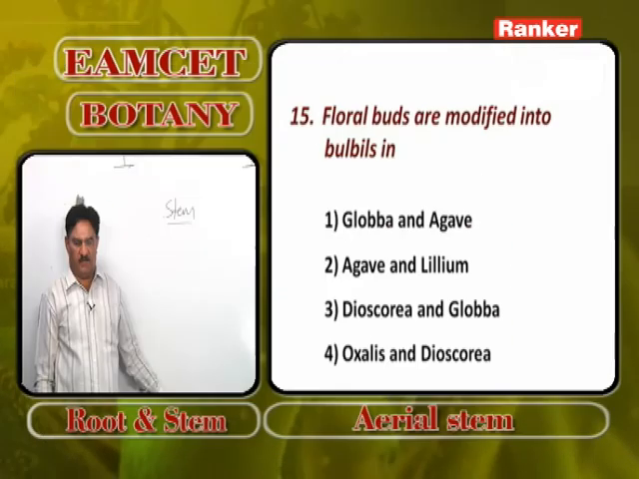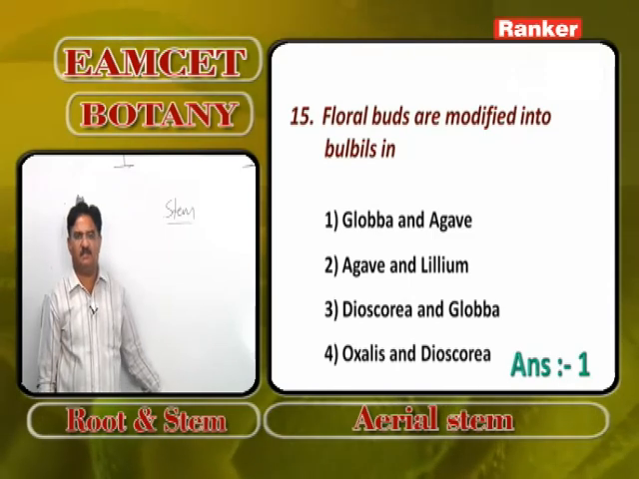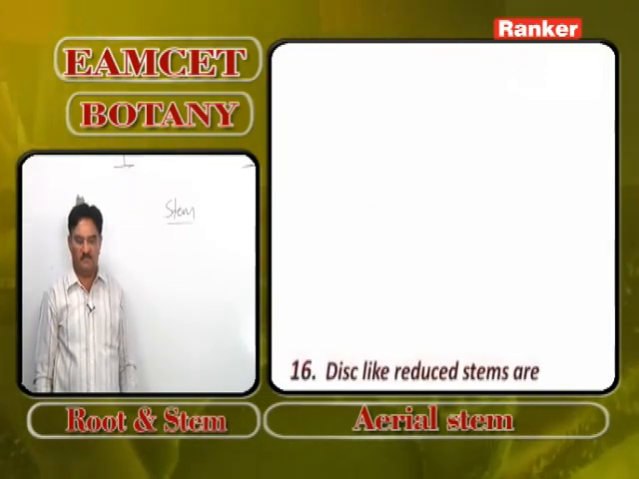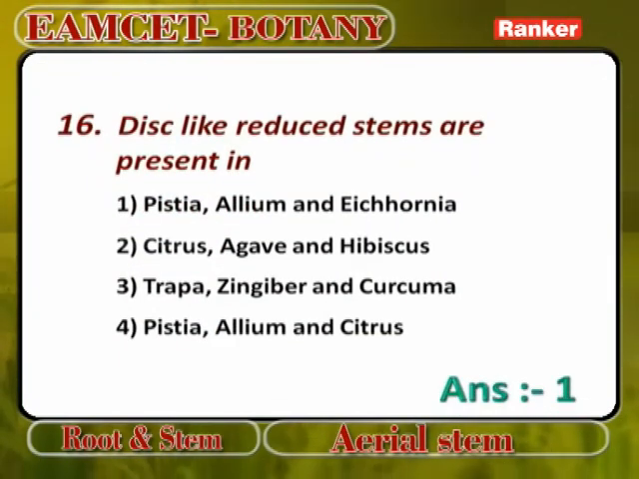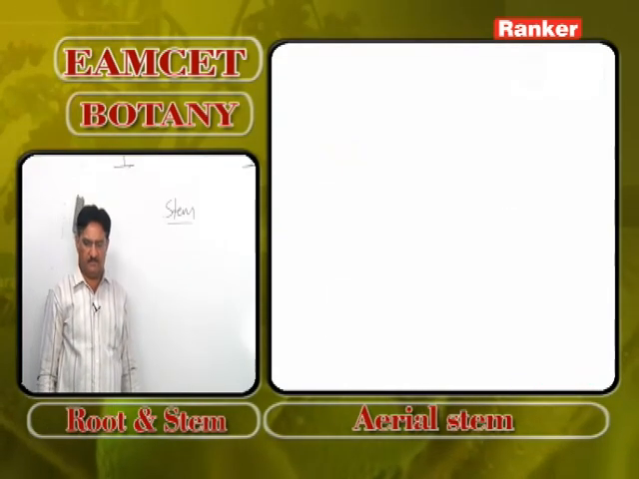Next, floral buds are modified into bulbils. Just now I told, the floral bud is in the axils of the bracts. Definitely agave and globba, first option. Next, disc-like reduced stems are found in pistia, allium, eichhornia. In pistia and eichhornia, offset where a disc-like stem is there, and in the case of allium, bulb, a disc-like stem will be there.